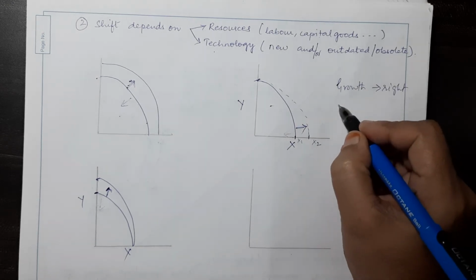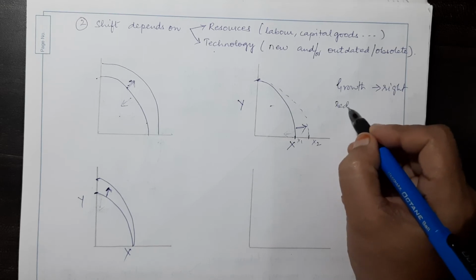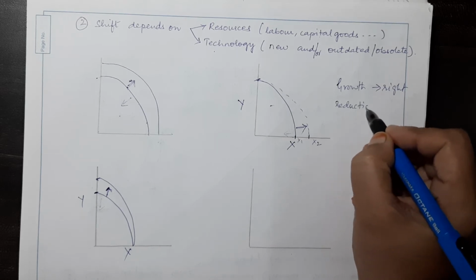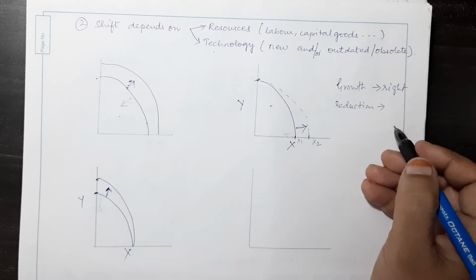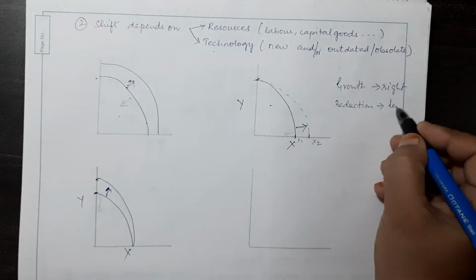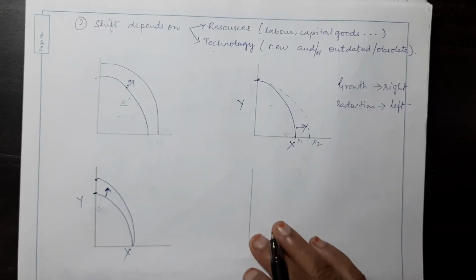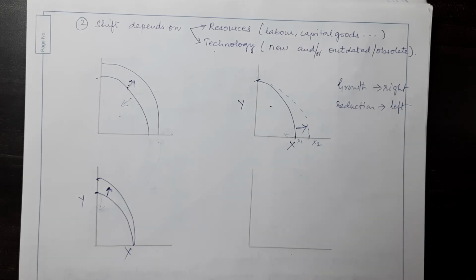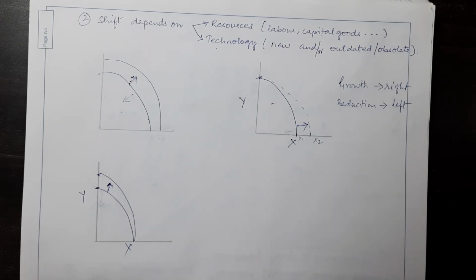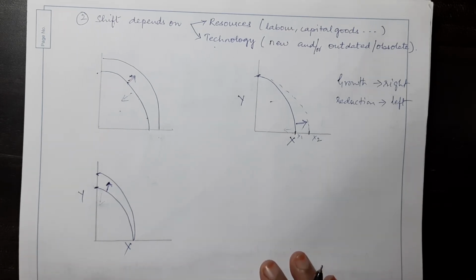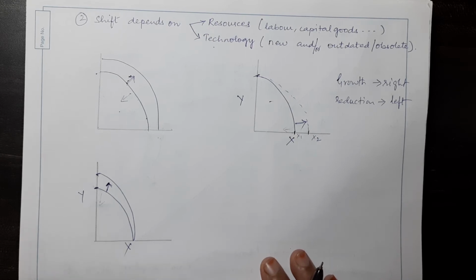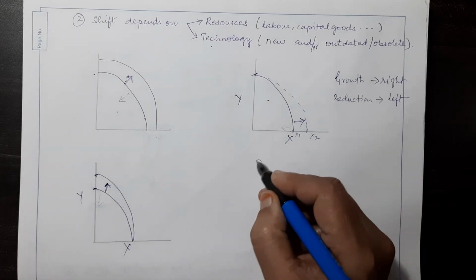And reduction in the production of some units of any of these goods X or Y would mean that we will be shifting towards the left. Okay. Now with respect to what we have learnt now, let us discuss 3 value questions.